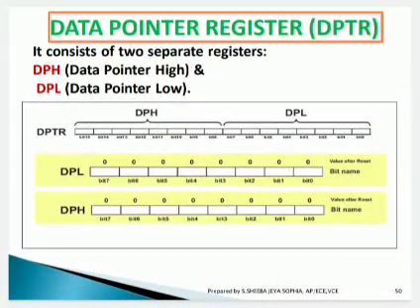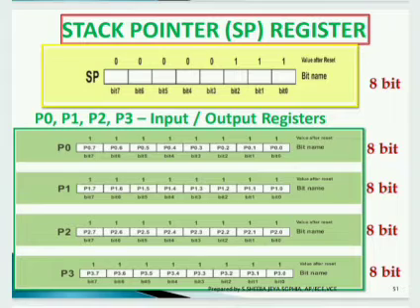Moving to the data pointer register, it consists of 2 separate registers, DPH with 8 bits and DPL with 8 bits, data pointer high and data pointer low. Totally it is a 16-bit register. The stack pointer is an 8-bit register used to store data in the stack. It always points to the top of the stack. First it removes the data from the top of the stack, and the pointer moves to the next top of the stack and points to the next one. Similarly, all processes take place from the top of the stack alone.